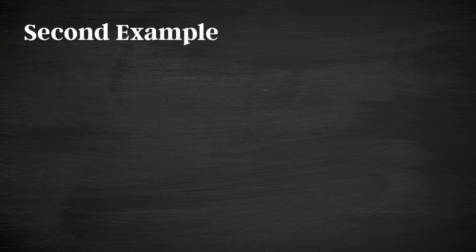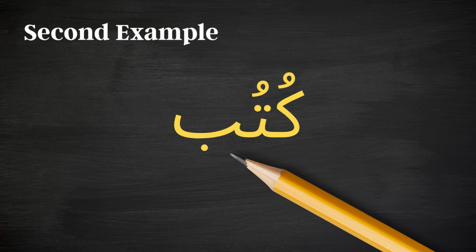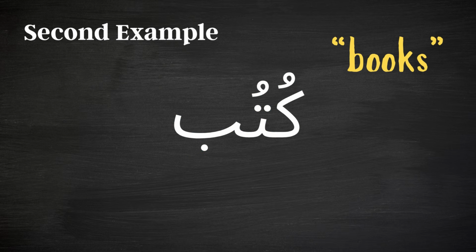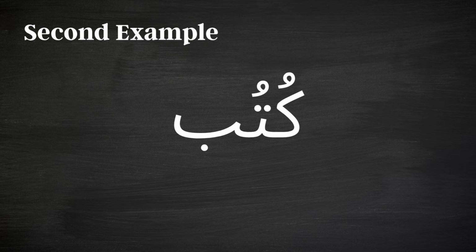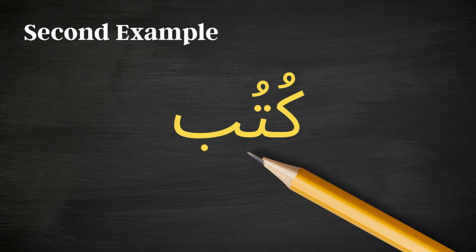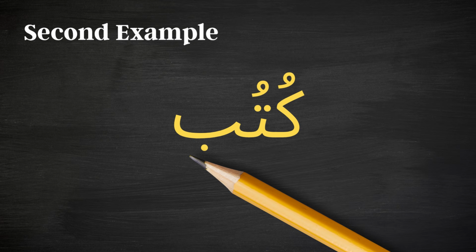Second example, the word kutub, meaning books. Let's break it down step by step. The letter kaf with dhamma makes the sound ku. The letter ta with dhamma makes the sound tu. The letter ba ends the word with the b sound. Altogether, kutub, kutub. One more time, kutub.